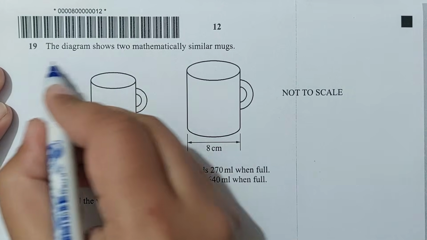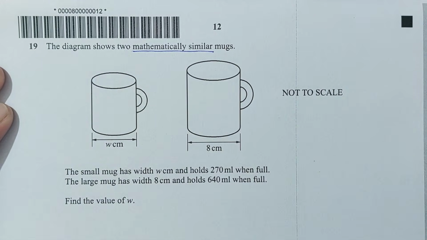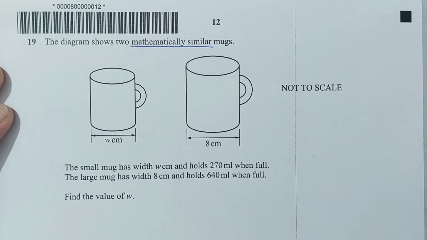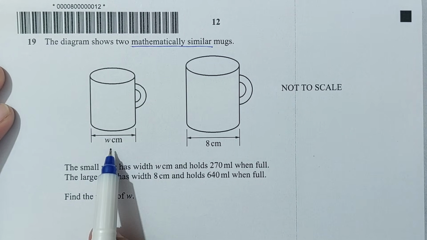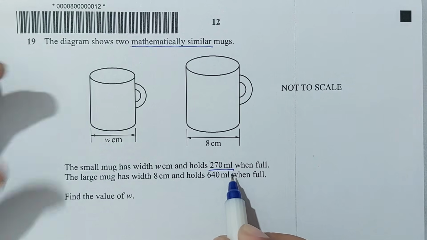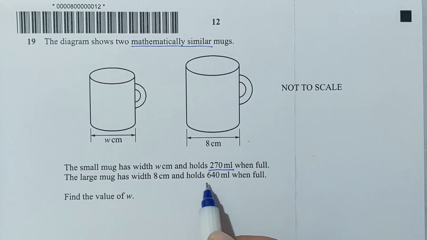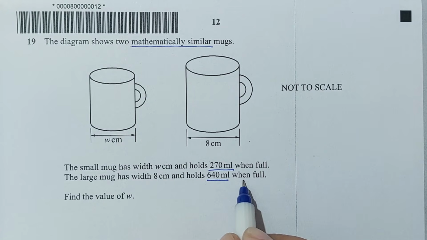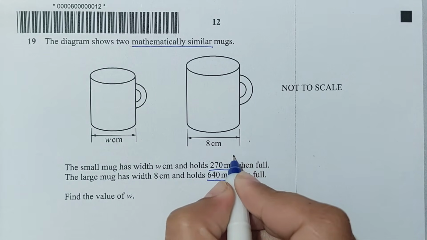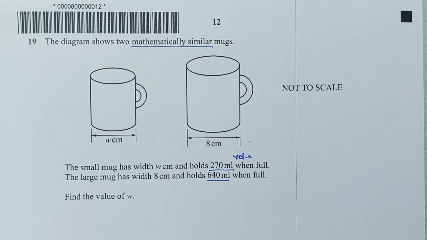Question number 19. The diagram shows two mathematically similar mugs. They are mathematically similar, all right. The smaller mug has a width of W centimeter and holds 270 milliliter when full. Okay. The larger mug has a width of 8 centimeter and holds 640 milliliter when full. Okay. Find the value of W. So these are basically the volumes we have given, right? And they are mathematically similar.